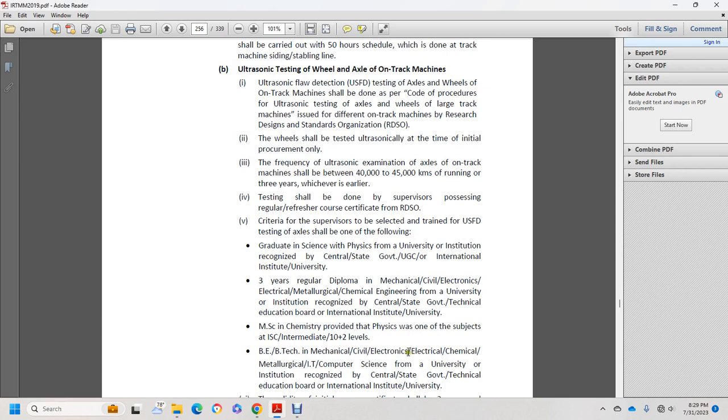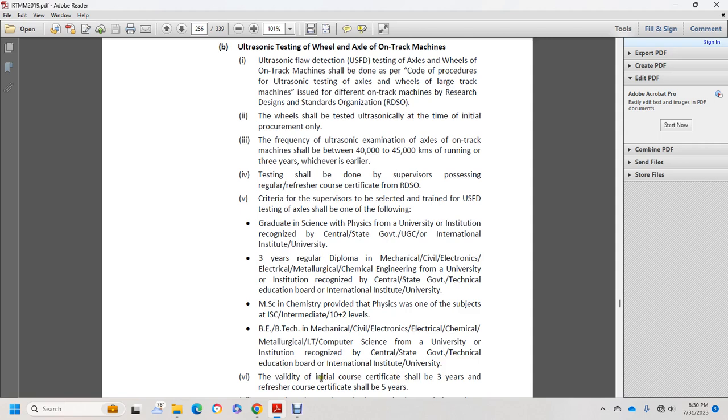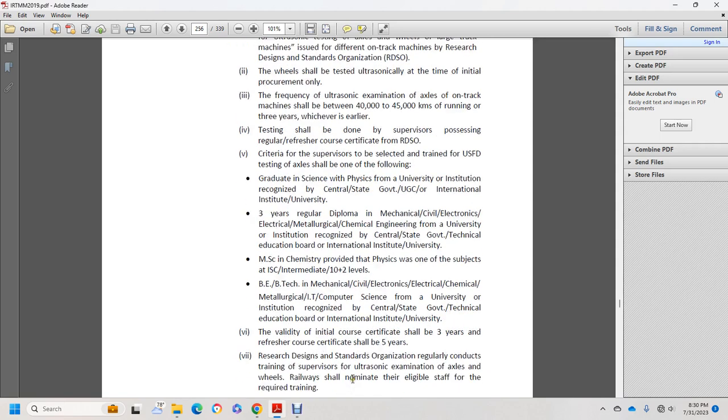B.Tech in mechanical, civil, electrical, chemical, metallurgical, IT or computer science from a university or institution recognised by the Central or State Government Technical Education Board or an international university. The validity of the initial course certificate shall be 3 years, and the refresher course certificate should be valid for 5 years. Research Designs and Standards Organisation shall regularly conduct training of supervisors for ultrasonic examination of axle and wheel. Railways shall nominate their eligible staff with the required training.